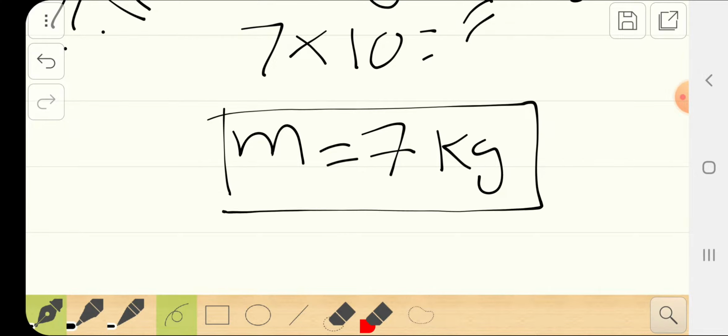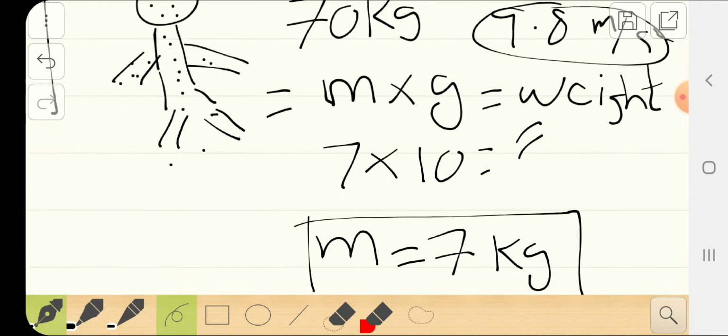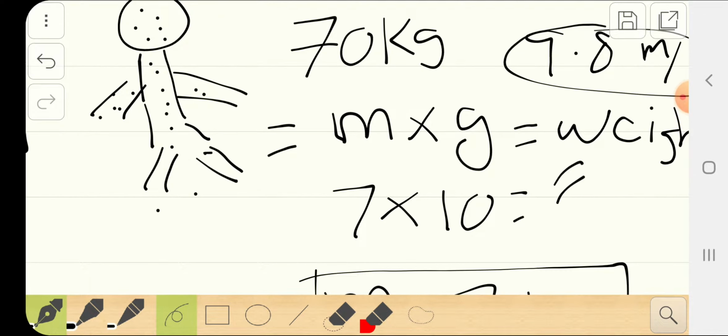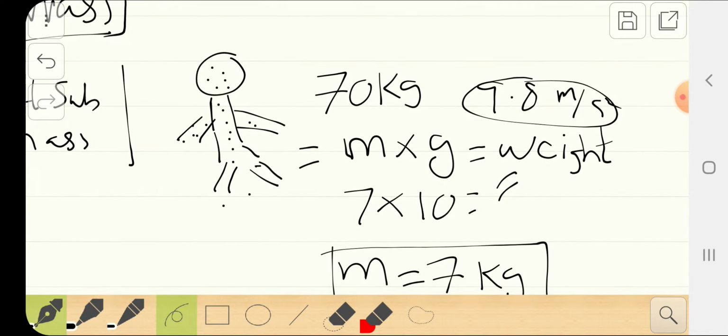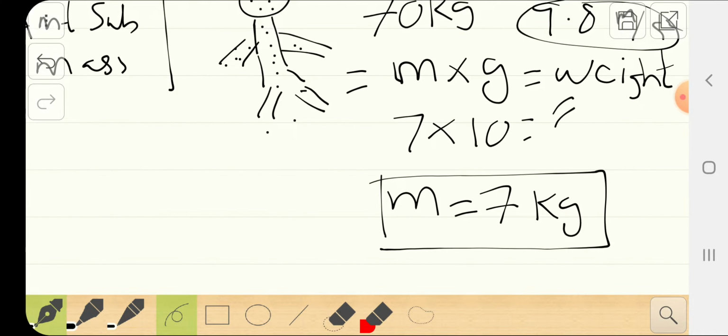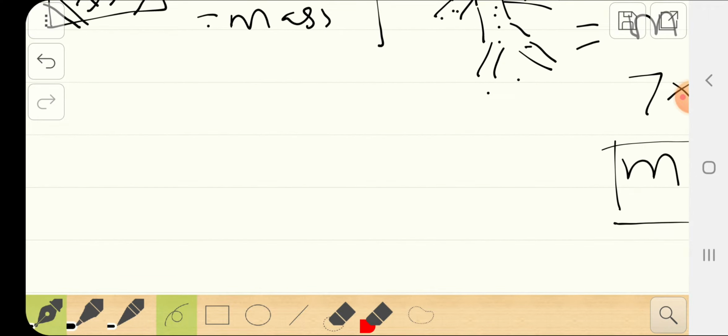That's the amount of molecules, the weight of the molecules, the mass of the molecules inside your body. So your body molecules can weigh up to 7 kilograms if you are a 70 kilogram weight person. So that's the introduction of mass. Now I just wanted to do that.